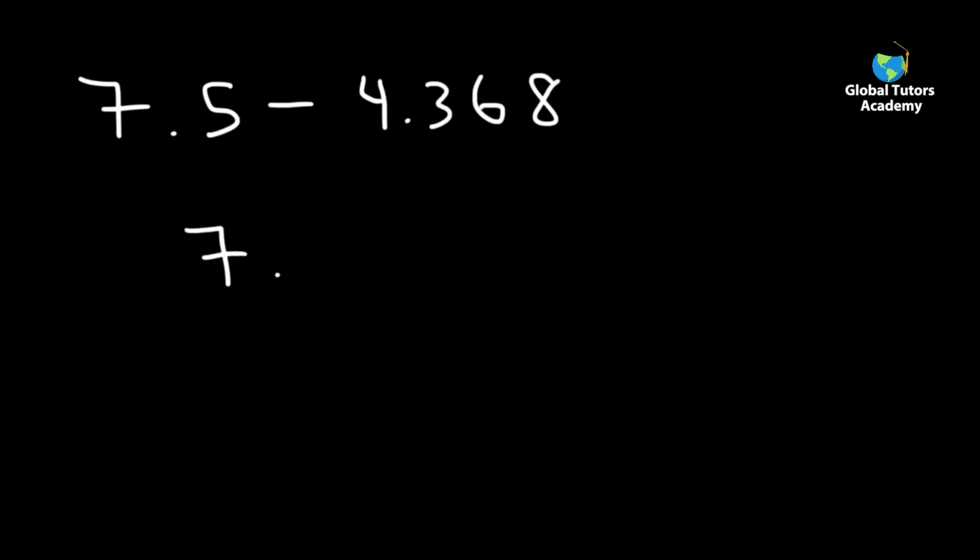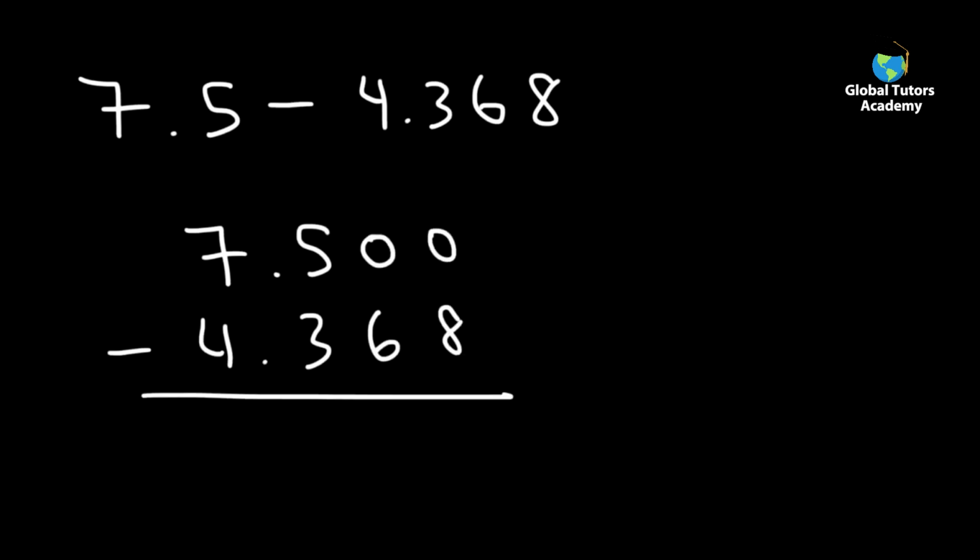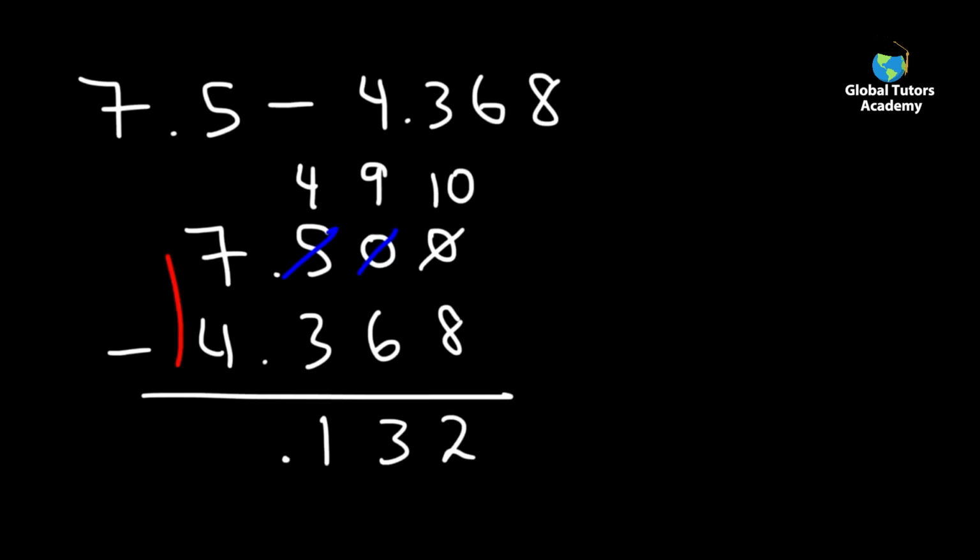Let's work on a harder example. Let's subtract 7.5 by 4.368. So all we need to do is add a few zeros here. That's it. So first, let's borrow a 1 from this 0. So that becomes a 9, which means we need to borrow a 1 here. So that becomes a 4. And this changes into a 10. So 10 minus 8 is 2. And then after that, we have 9 minus 6, which is 3. And then 4 minus 3 is 1. And for the last one, it's just 7 minus 4, which is 3. And so we get this answer, 3.132.